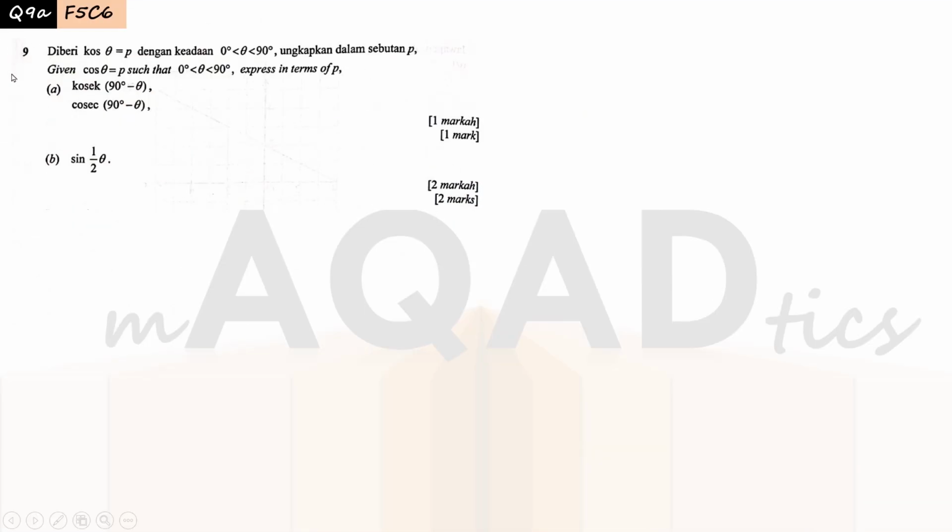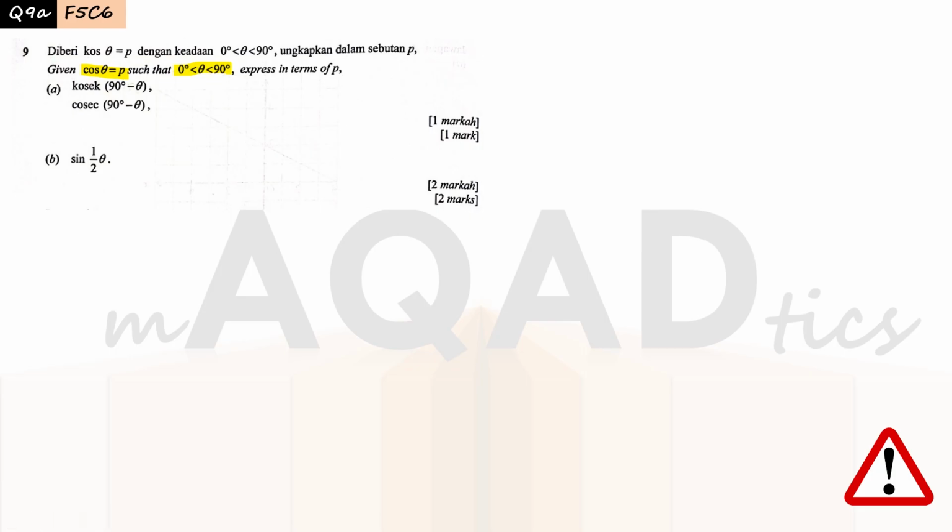For question 9, it focuses on the chapter Trigonometric Functions, and this question is an example of an expressing values or functions kind of question, right? Because there's the word express here. So here what we need to do is express these two trigonometric functions in terms of p, and p comes from this clue here, where cos theta equals p, and the angle theta must be between 0 and 90.